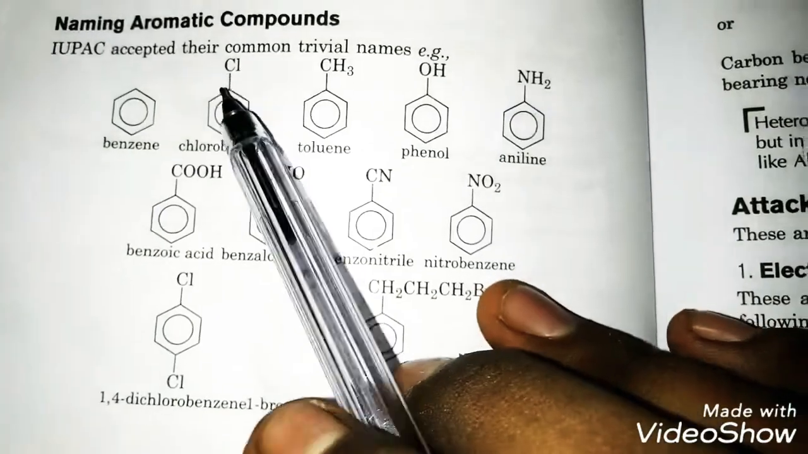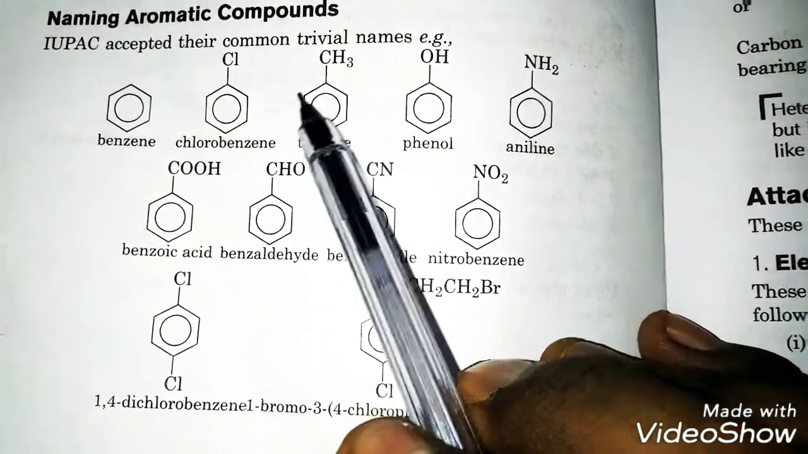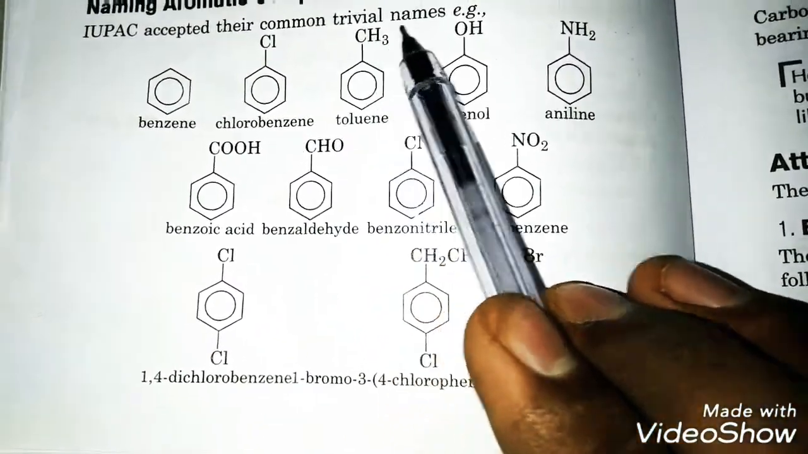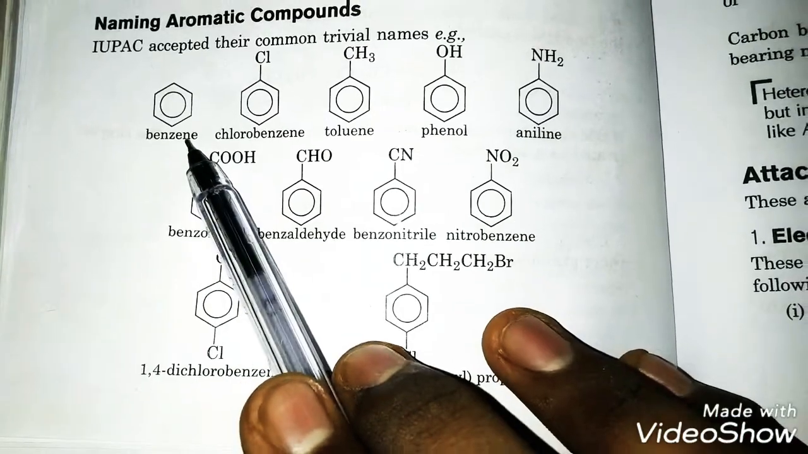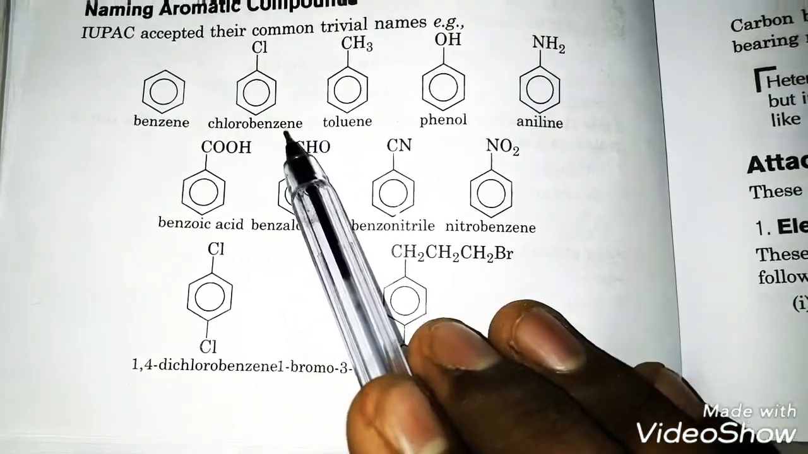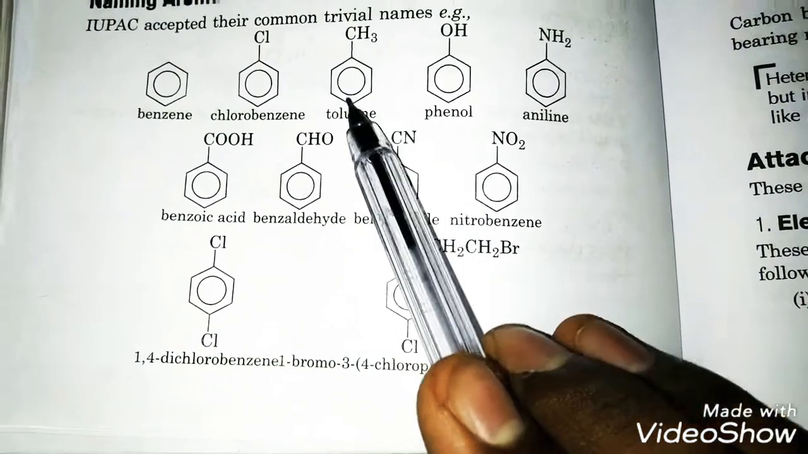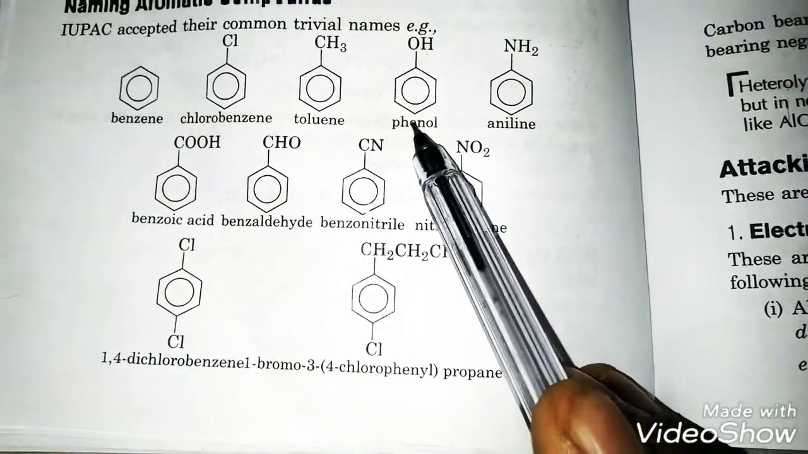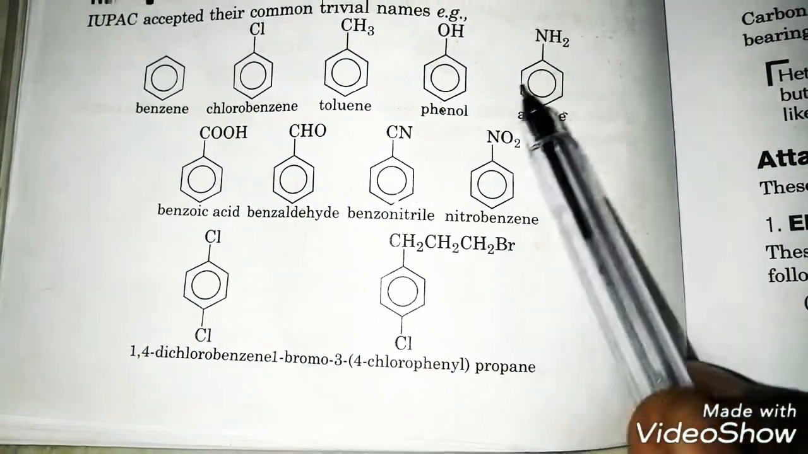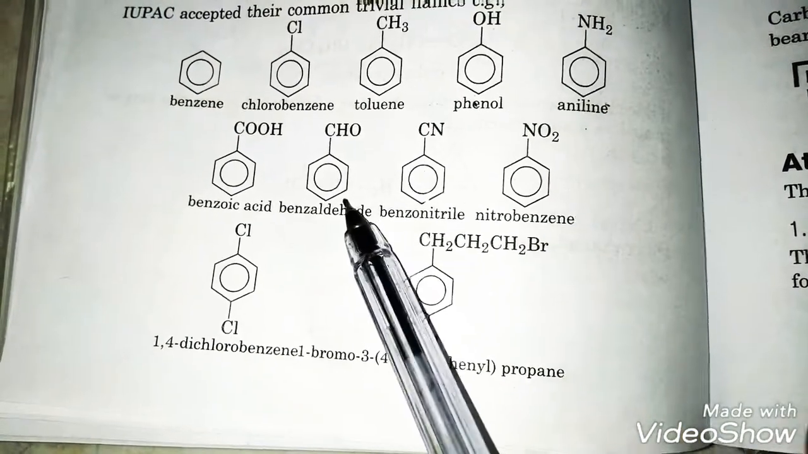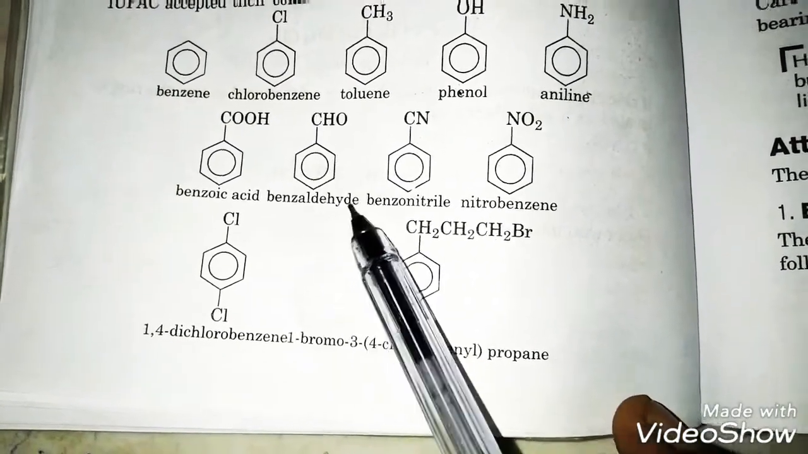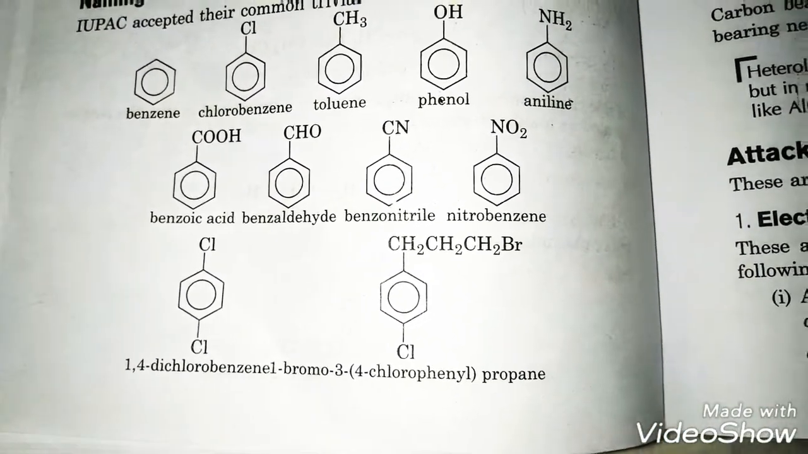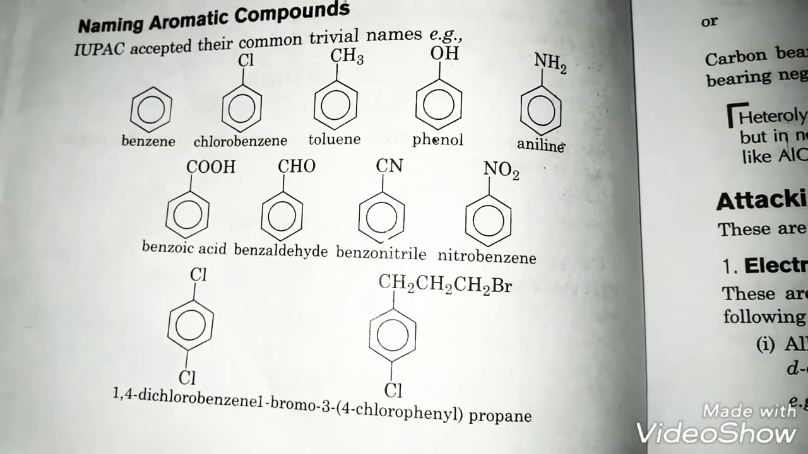Now we move on to naming aromatic compounds. For aromatic compounds, the common trivial names are accepted as IUPAC names. For example, C6H6 is benzene. In benzene, if I have a Cl attached, I call this chlorobenzene. With CH3 attached, it is methylbenzene, or by the common name, toluene. With OH attached, I call it phenol. Then aniline. With the CHO group attached, it is an aldehyde, so benzaldehyde. With the COOH group attached, I call this benzoic acid. Like that we have the IUPAC system.